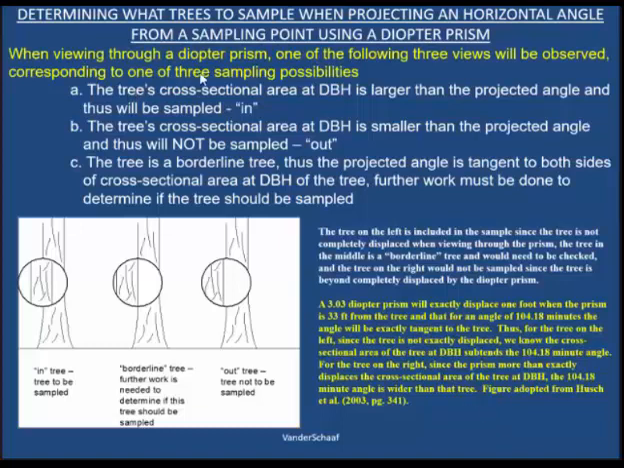So when viewing through a diopter prism, one of the following 3 views will be observed, corresponding to one of the 3 sampling possibilities. The tree's cross-sectional area, DBH, is larger than the projected angle and thus will be sampled in. Okay, and you can go back and look at the slides to see when this will happen, with the slide with the angle. Okay.